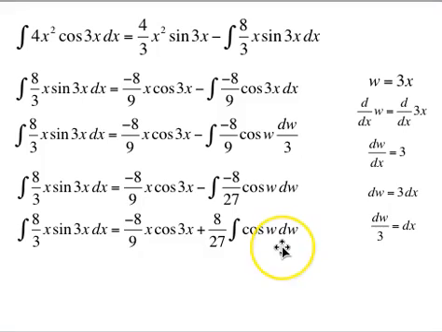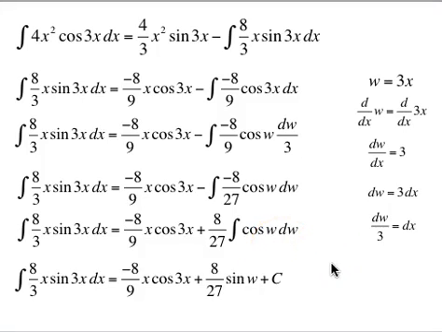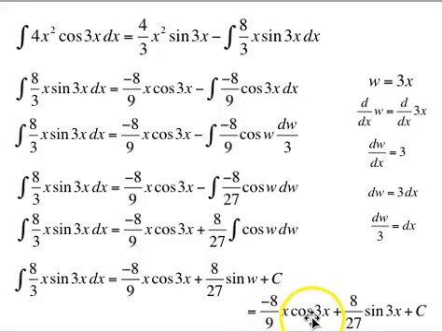Minus negative 8/27 becomes plus 8/27. Integral of cos w is sine w plus c, but again, we're not worrying about the plus c here. And our w is 3x. So we get negative 8/9 cos 3x plus 8/27 sine 3x. Indeed, we will need the plus c at the back end of this final problem. So this whole piece has to get substituted in for this integral. My advice is put it in brackets and be sure to distribute that negative sign correctly.